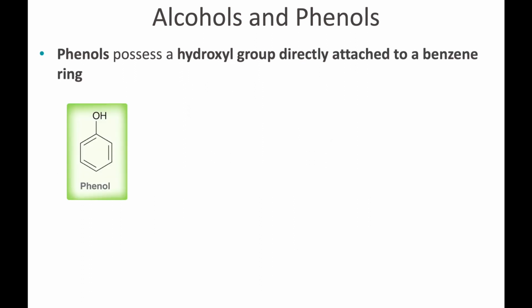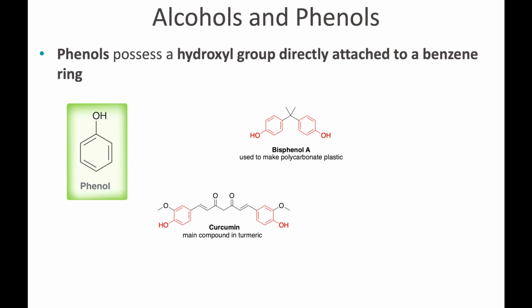Alcohols and phenols are quite similar, except in phenol, the hydroxyl group is directly attached to a benzene ring. Some examples of phenols is this bisphenol A or BPA, which is used in making some plastics. You can also see phenols in a lot of aromatic compounds. And when I say aromatic here, I mean compounds that smell good in cooking. For example, curcumin is a main compound in turmeric. It has that phenol group. Or this molecule that is responsible for the smoky smell of barbecue.